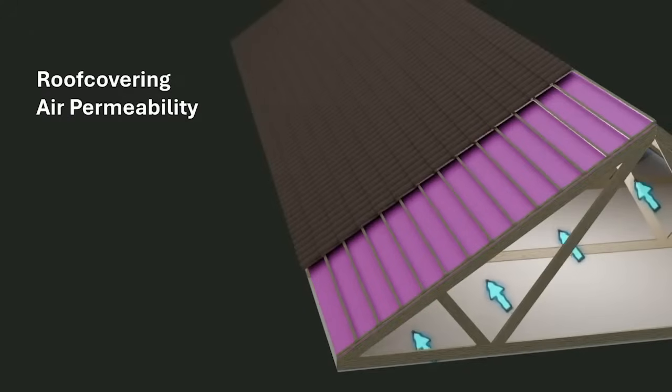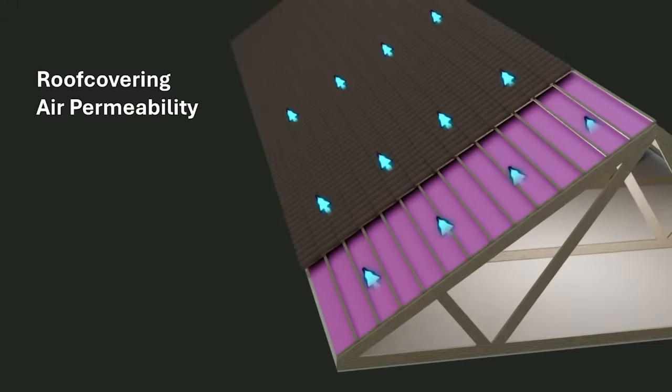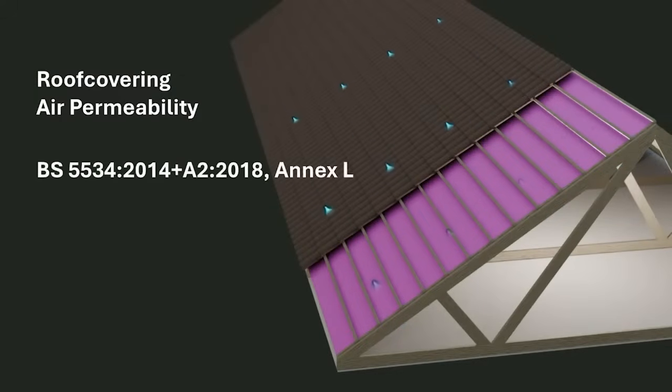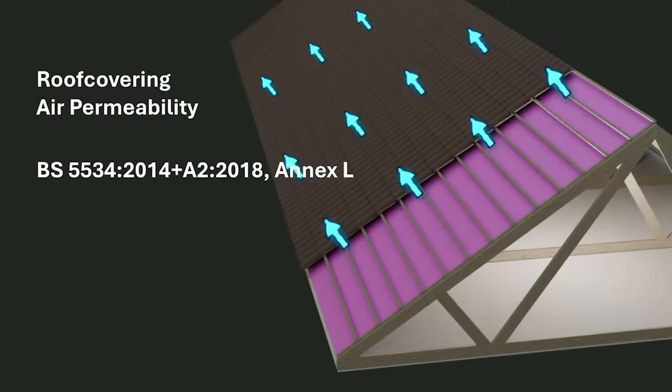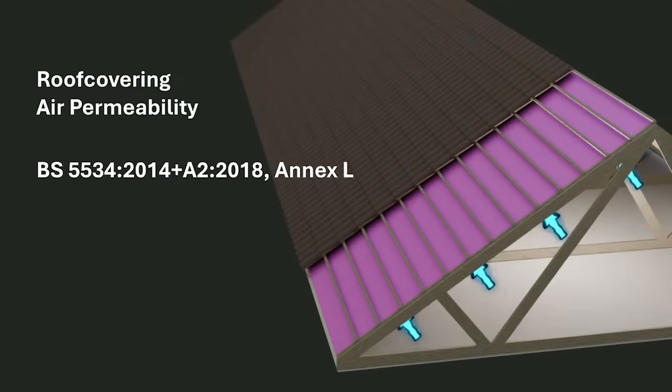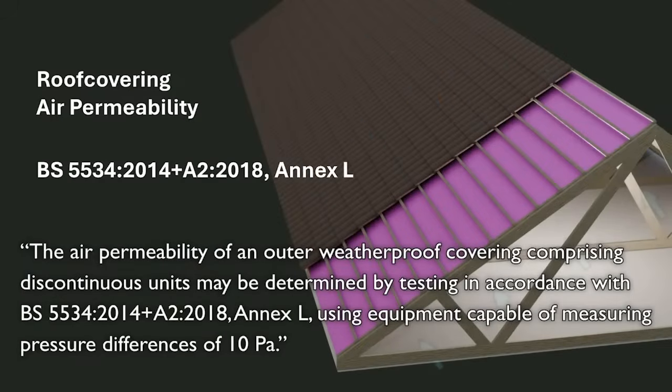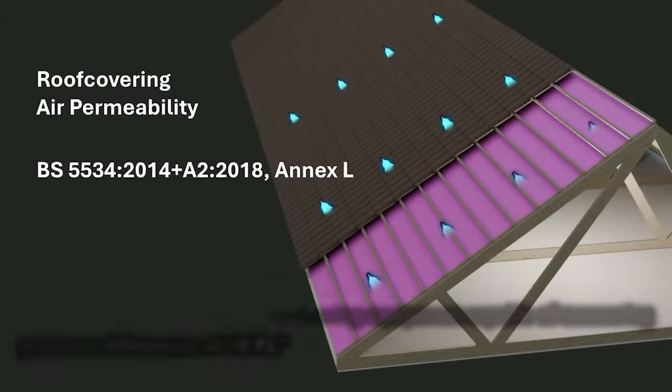The standard for air permeability of the outer roof covering used in BS 5250 2021 is defined in the BS 5534 2014 and A2 2018 standards as follows. The air permeability of an outer weatherproofing covering comprising discontinuous units may be determined by testing in accordance with BS 5534 2014 and A2 2018 Annex L, using equipment capable of measuring pressure differences of 10 Pa.